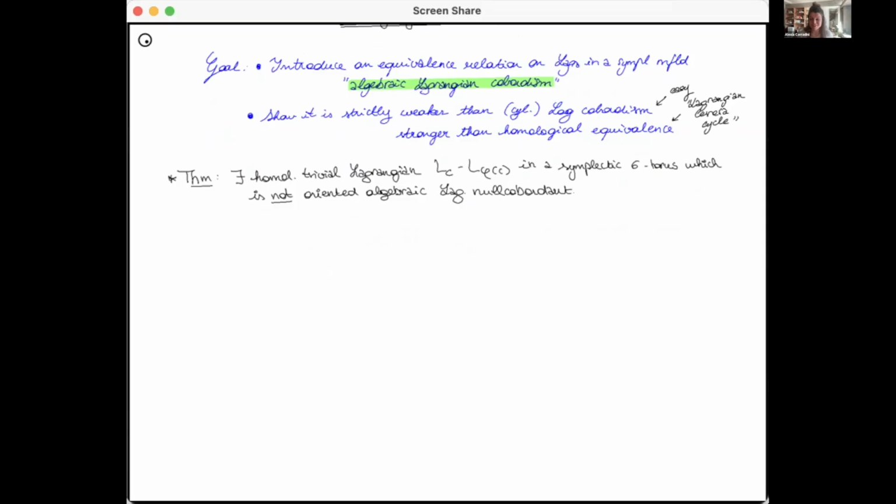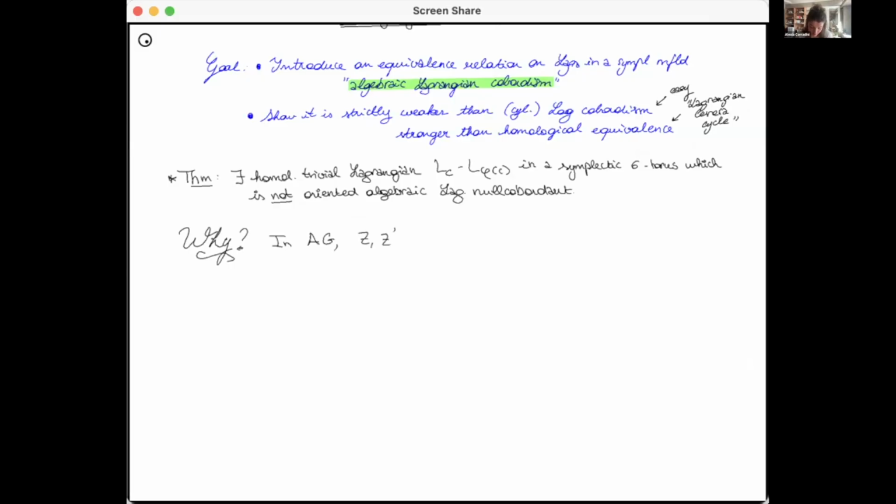So at this point, a completely fair question would be why, and what is this equivalence relation supposed to do, and why should it be interesting? Well, the motivation comes from algebraic geometry. In algebraic geometry, you would look at algebraic cycles rather than Lagrangians.